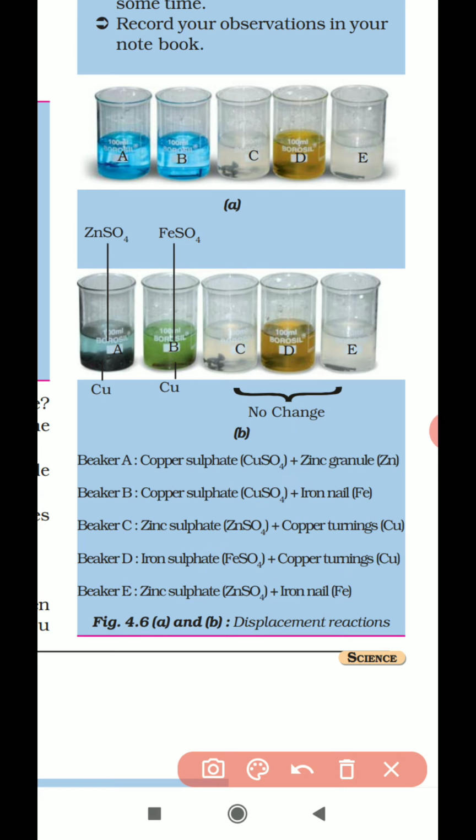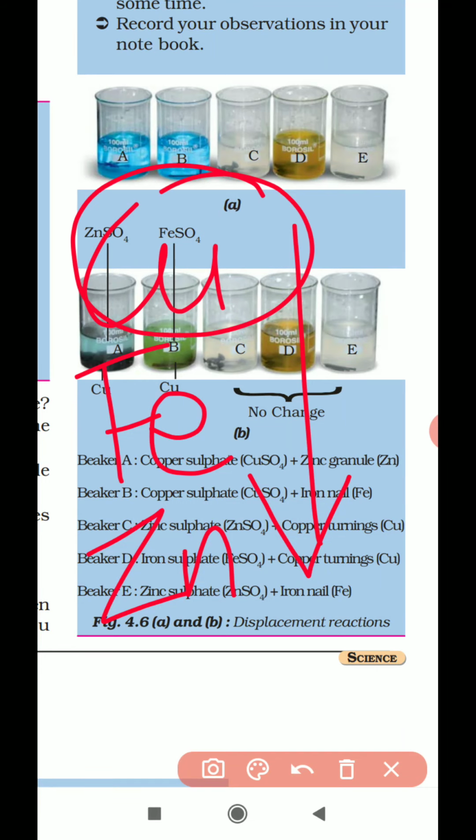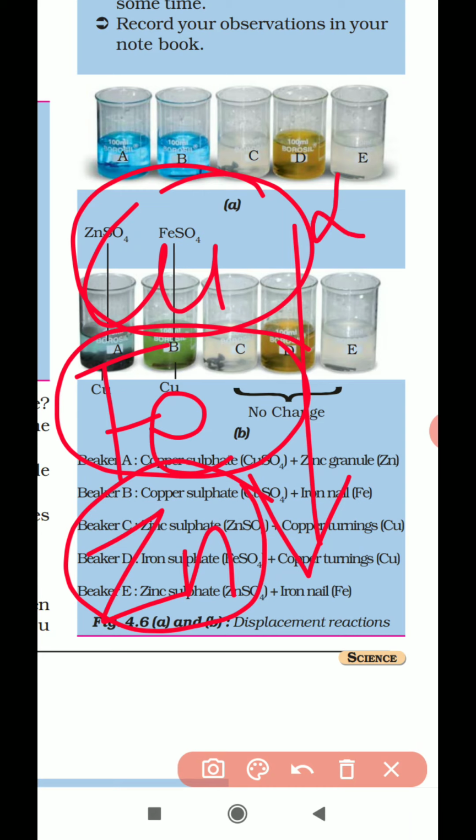Got it clear? So the order of reactivity says that copper is very less reactive. Next to copper is iron, which is nothing but ferrous. Next, zinc. So this is the strength of the metal. Copper has very less strength, a little more strength than that is ferrous, and more strength than that is zinc. Understood? So copper will have less strength, more than that is ferrous, more than that is zinc. Now you answer among these three, which is having more reactivity?